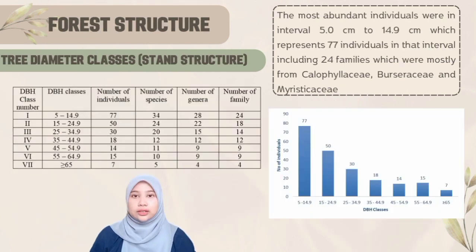For forest structure, the figures show the DBH classes of numbers of individuals of trees in compartment 75. Range of DBH tree size was between 5 cm to above 65 cm. Most abundant individuals were in interval 5 cm to 14.9 cm, which represent 77 individuals and mostly from family Calophyllaceae. These families are considered the most dominant because 40.22% species of trees that are present are from this family.